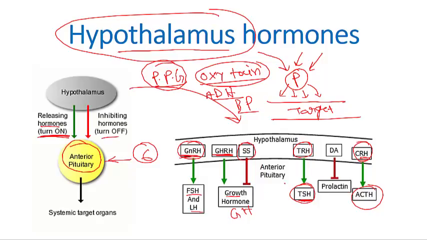And DA is dopamine. Dopamine acts as the prolactin inhibiting factor. Actually, prolactin synthesis is controlled by many different hormones, but here dopamine acts as the prolactin inhibiting hormone, and it prevents the production or secretion of prolactin. And corticotropin releasing hormone, CRH, influences the release of ACTH from the pituitary gland.